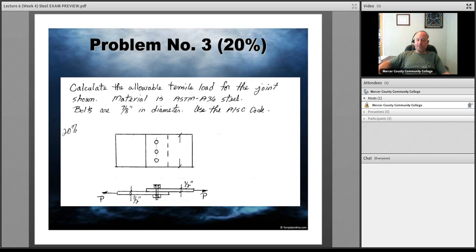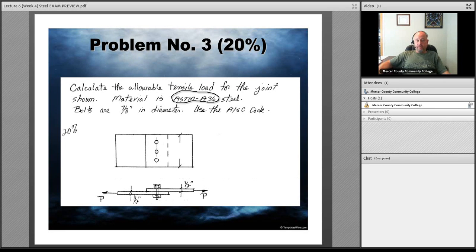So let's take a look. Calculate the allowable load for this joint. The bolts are 7/8 inch diameter, right? And this steel is ASTM A36. It's given. Since it's ASTM A36, if you look at your blue book, first page, we know that our Fy is going to be 36 kips per square inch, and our F sub U, our ultimate, is going to be 58 kips per square inch. That's always going to be the case for A36 steel.